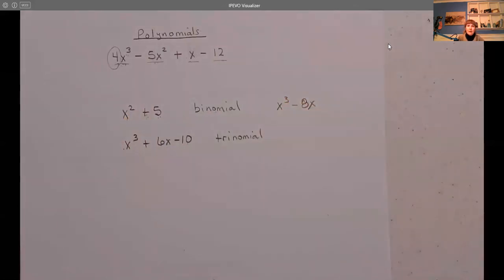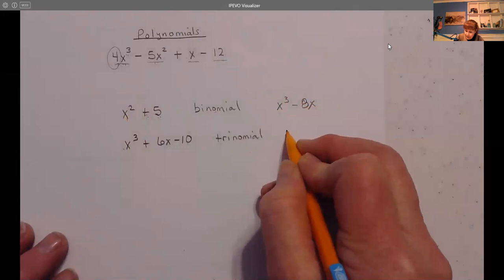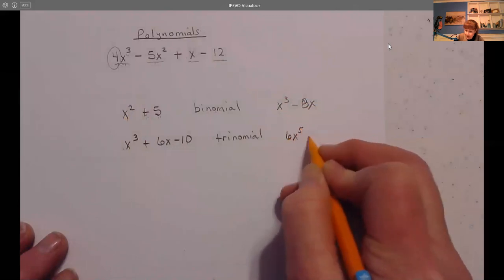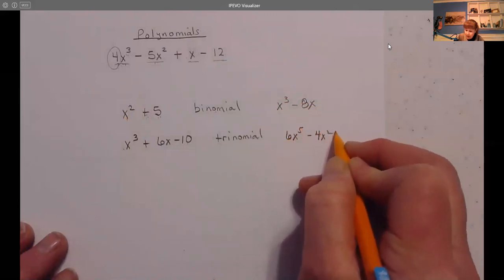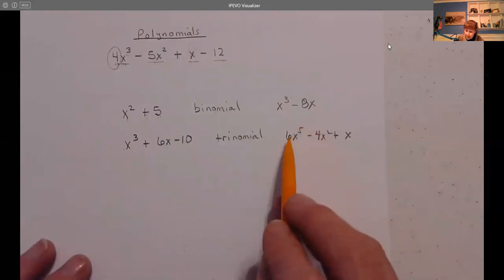Okay, that's a binomial. You've got 2 terms. Another example of a trinomial, 6x to the 5th minus 4x squared plus x. That's a trinomial. You can't simplify that. The terms are not like terms, and we're going to look at that in a second as we look at some of these examples. But I just wanted you to understand what is a coefficient.